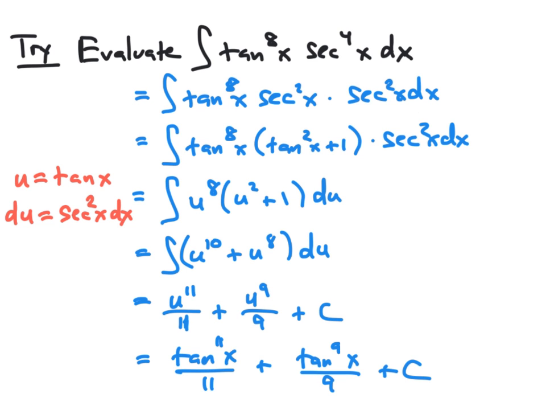We distribute the u to the 8th to give us u to the 10th plus u to the 8th as our integrand. And then we antidifferentiate those terms to obtain u to the 11th over 11 plus u to the 9th over 9 plus c. Going back to x, we get the final value for our integral to be tangent of x to the 11th power divided by 11 plus tangent of x to the 9th power over 9 plus c.